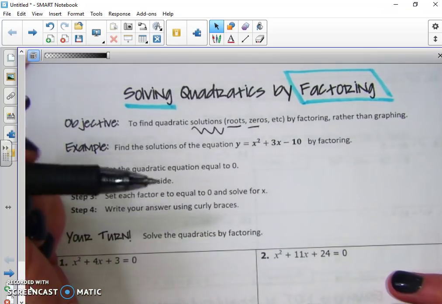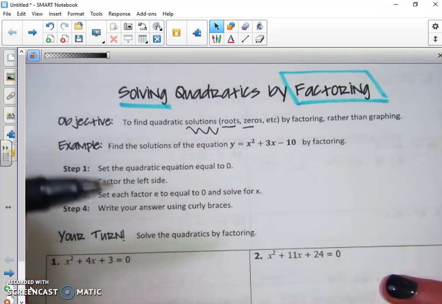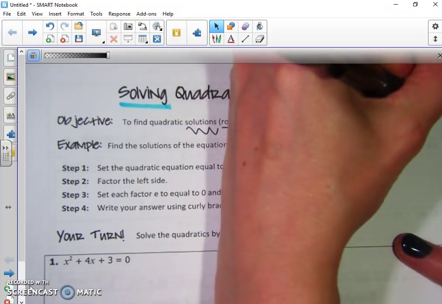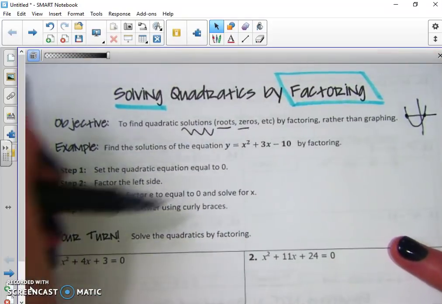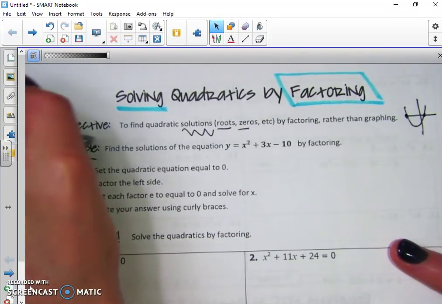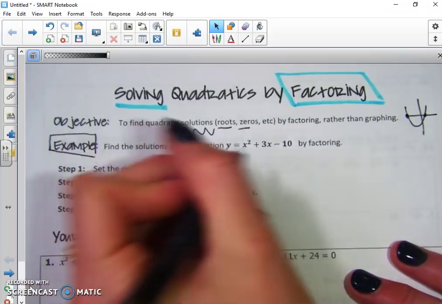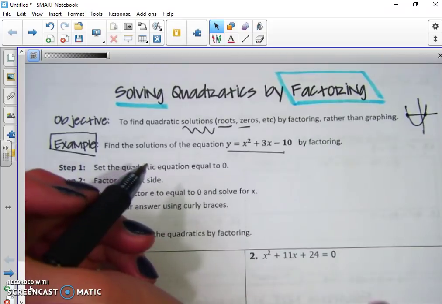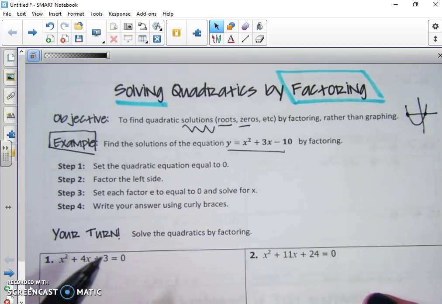And we can do this rather than graphing. Today in class we were graphing and looking for where the graph intercepted with the x-axis, and we said that those were the solutions. Instead of graphing, now we can do this by factoring. So we're going to start off with our first example, and we're going to find the solutions to this equation, y equals x squared plus 3x minus 10. We're going to do this by factoring.